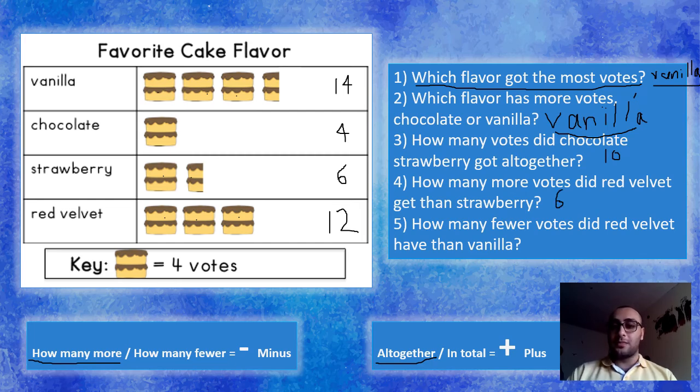Last one. How many fewer votes did red velvet get than vanilla? Look at here. How many fewer? So, let's see. Red velvet is 12. Vanilla is 14. 14 minus 12 is, that's right, 2. The answer is 2. Now, this is how you do question and answer with Pictograph.